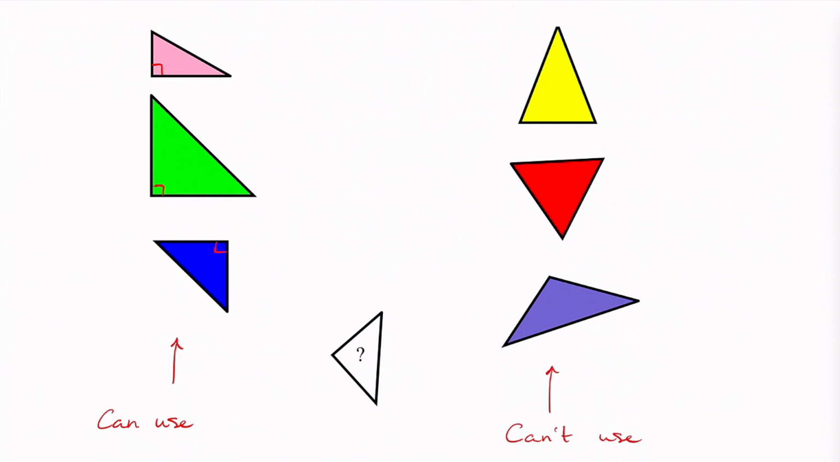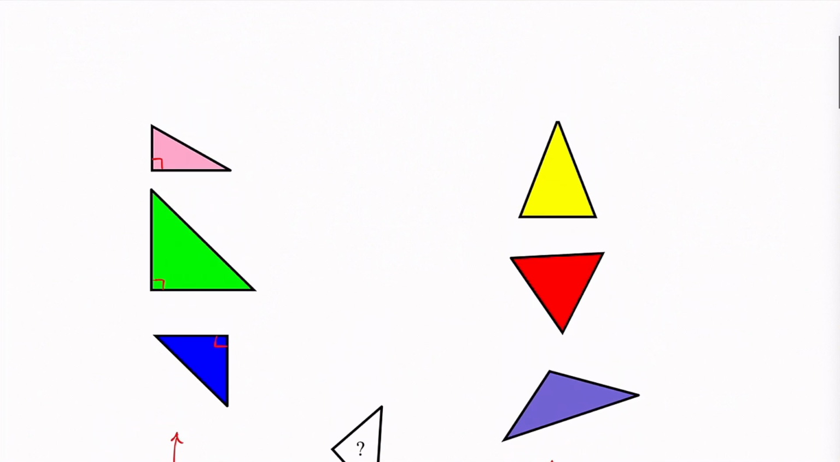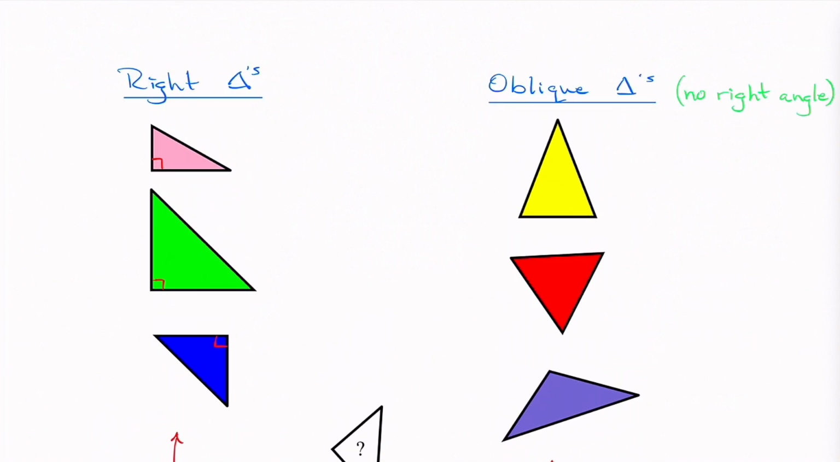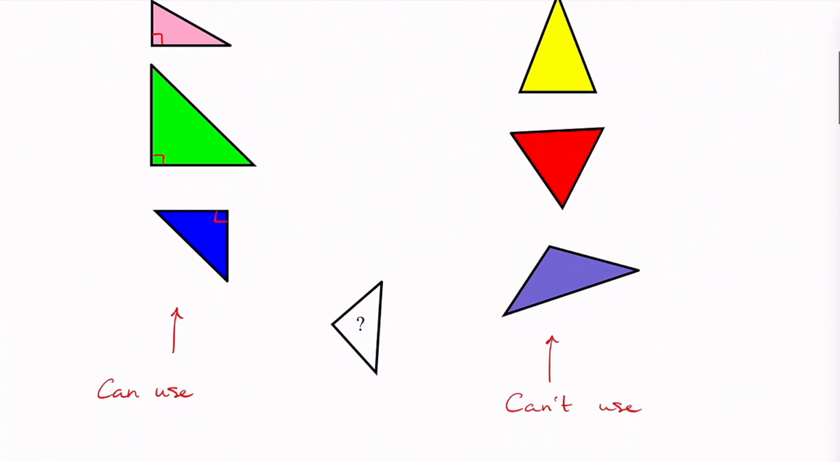The reason that we can't use the ones on the right here is because none of these have a 90-degree marker like these ones do. These all have a 90-degree mark, so you can use sine, cos, and tan, and you can use the Pythagorean theorem. So I'm just going to write at the top here: these are all right triangles, so we can use what we had done in the previous video. But these ones here, these are oblique, meaning there's no right angle. So we cannot use what we did before.